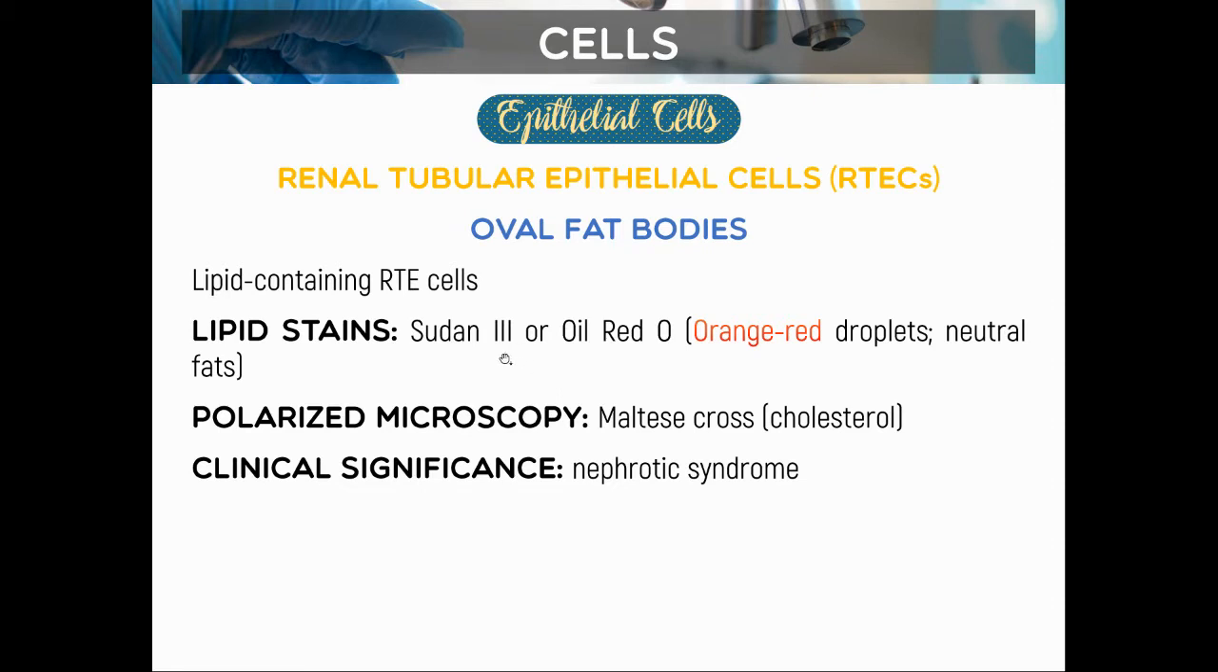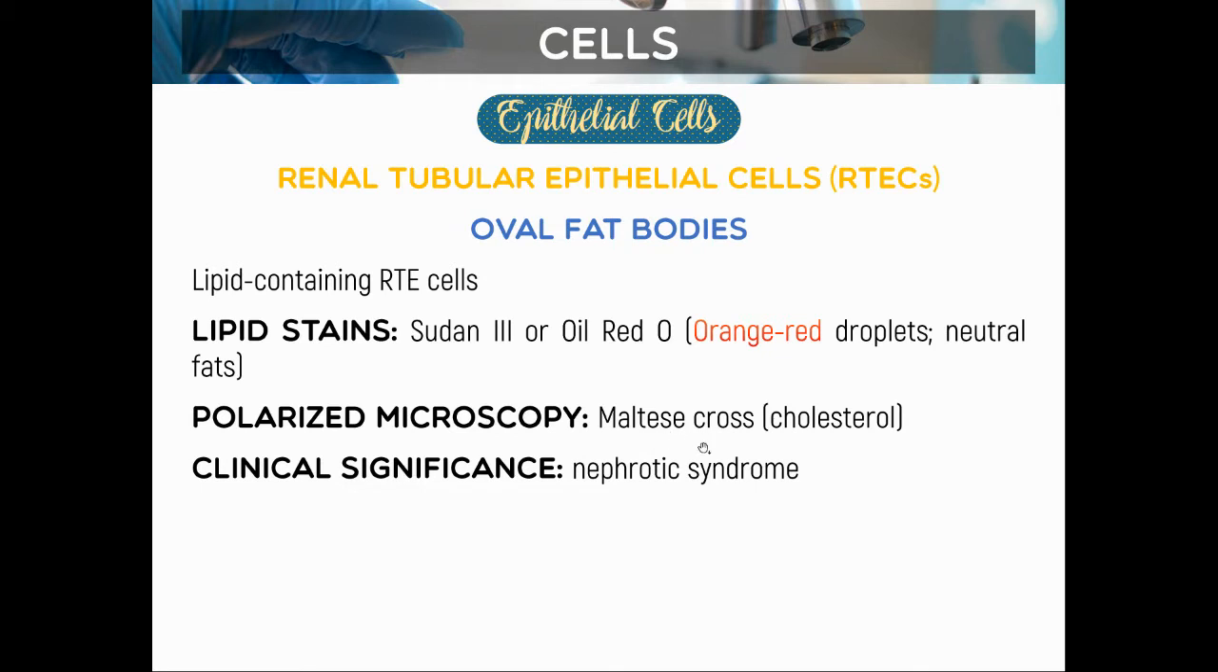So basically, si Sudan 3 or oil red O, ang iyang mas stain kay ang neutral fat o ang triglyceride. Again, si Sudan 3 or oil red O, iyang mas stain kay si neutral fat or si triglyceride. And para ma-determine si cholesterol, that is why mogamit ta og polarized nga microscope, and makita nato ang Maltese cross. Clinical significance, nephrotic syndrome.